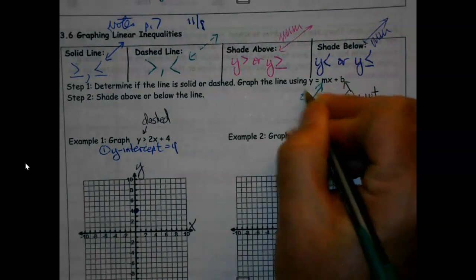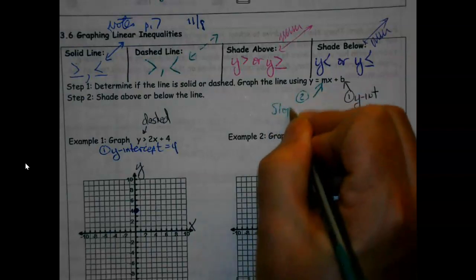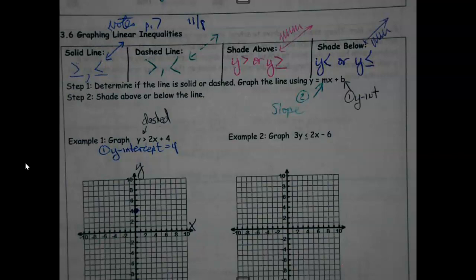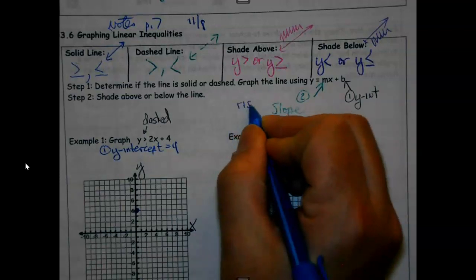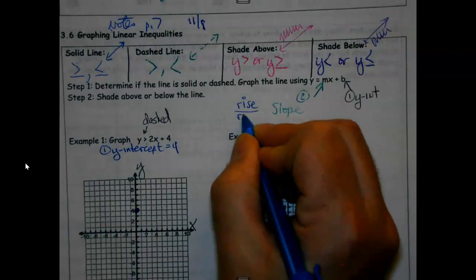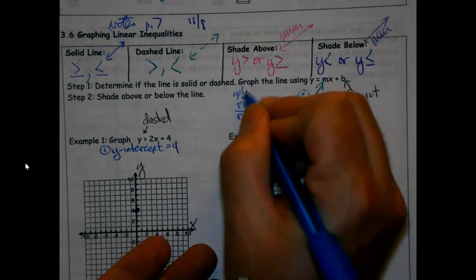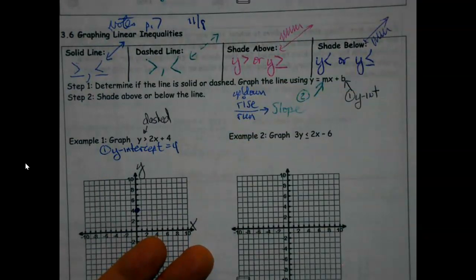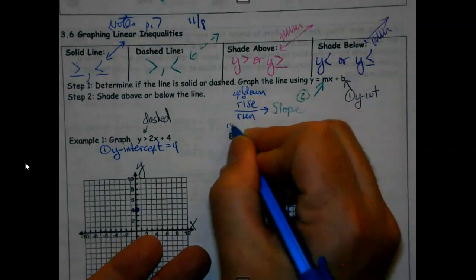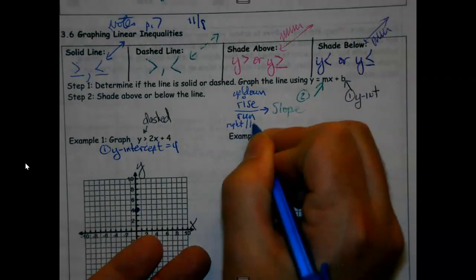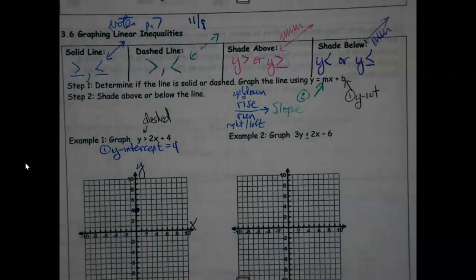Step 2, we are going to go slope. So reminder on slope. Slope is rise over run. In other words, hey, am I going up or am I going down? I do that first, and then run, I'm figuring out if I'm going right or left.